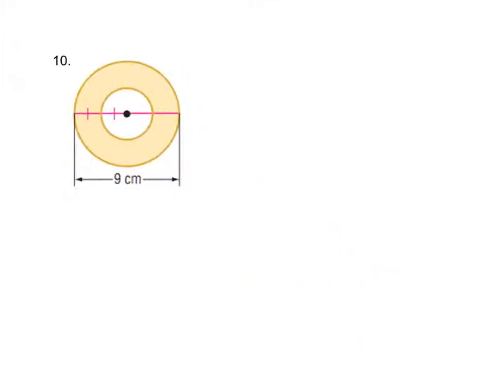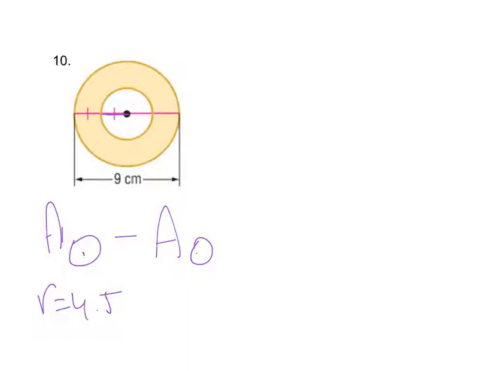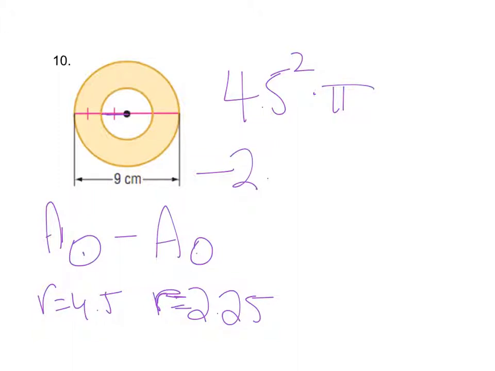Okay, so here's a little bit different one. So basically, I want to figure out the area of the big circle and subtract the area of the little circle. Okay? So the area of the big circle, radius, is 4.5. Area of the little circle, well, if this whole thing is 4.5 divided by 2, that's going to be 2.25. So basically, I want to take 4.5 squared times pi minus 2.25 squared times pi.